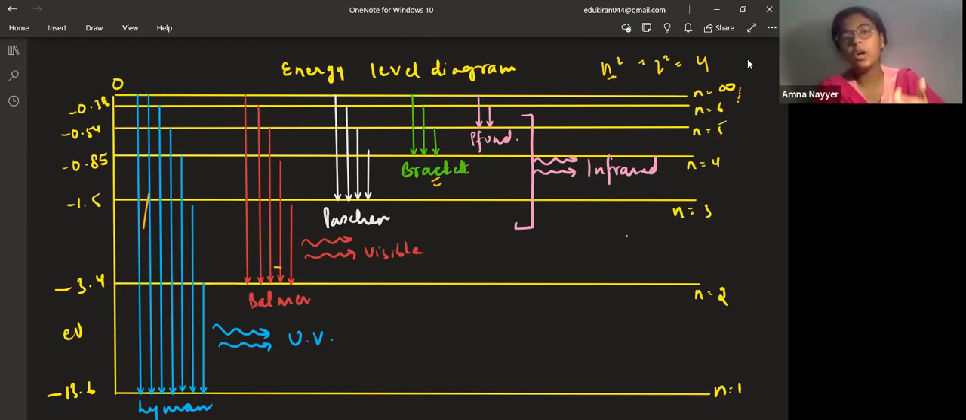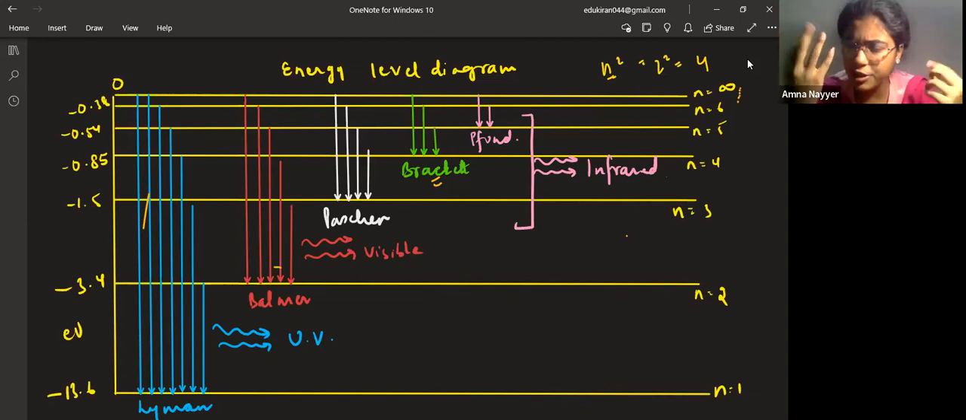And if electrons come from anywhere to the second orbit, then it is the Balmer series, and the wavelengths will lie in the visible region of the spectrum. Then electrons from anywhere, from infinity, from the 6th shell, 7th shell, 100th shell, can land on the third one.